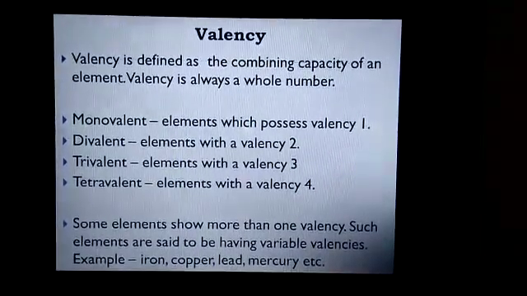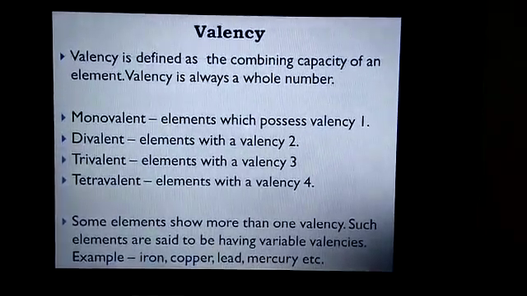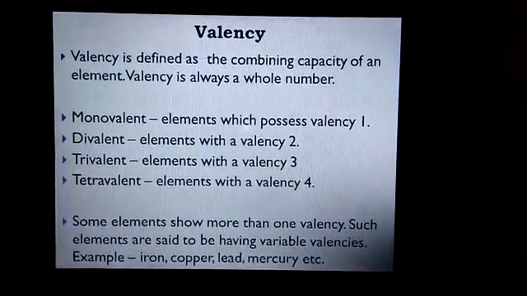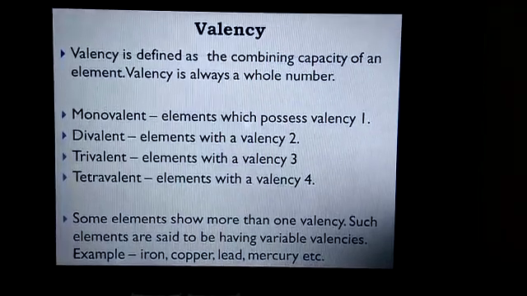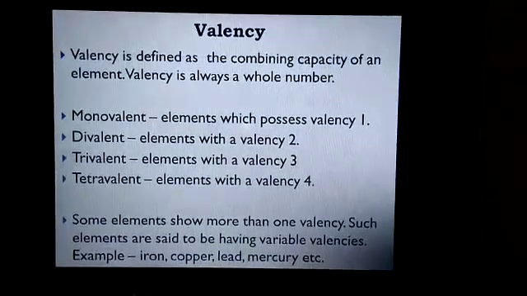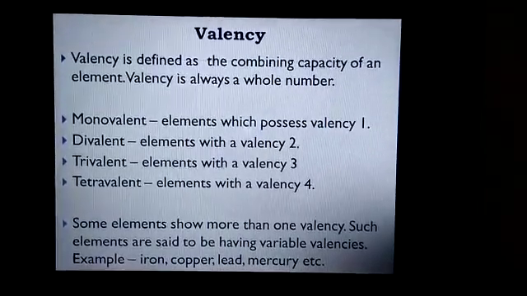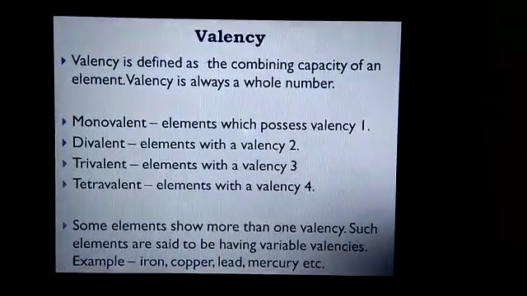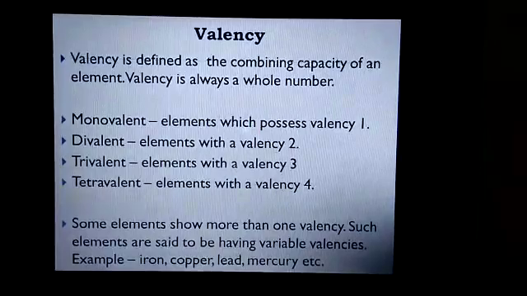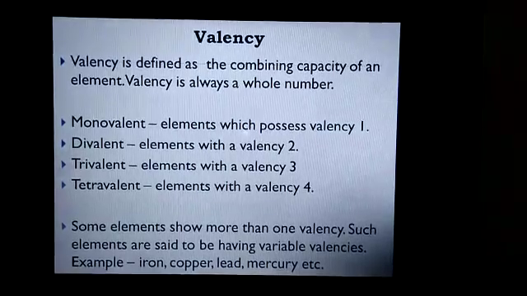There are some elements which show more than one valency. Such elements are said to have variable valencies. Examples: iron, copper, lead, mercury, etc. Iron shows two valencies, 2 and 3. Similarly, copper shows valency 1 and valency 2. The valency of the noble gases such as helium and neon is 0.